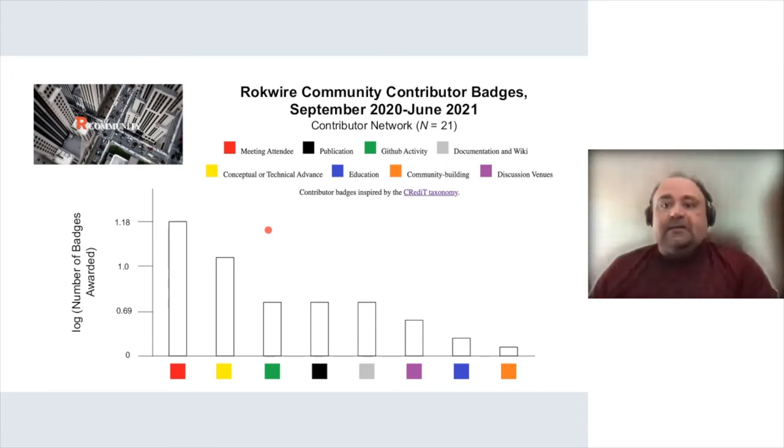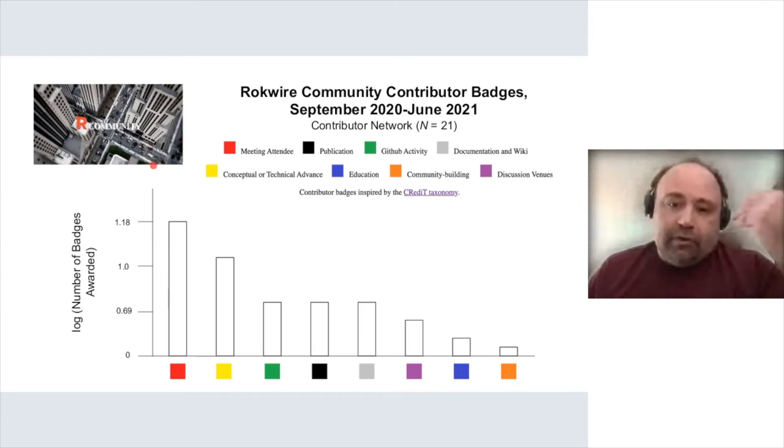So this is something you see in the Rokwire community replicated. We have this badge system for different roles in the community. If you attend a meeting, you get a red badge. If you're involved in a publication, you get a black badge, a green badge for another activity, and so forth. And this is what the distribution looks like. This is the number of badges awarded.